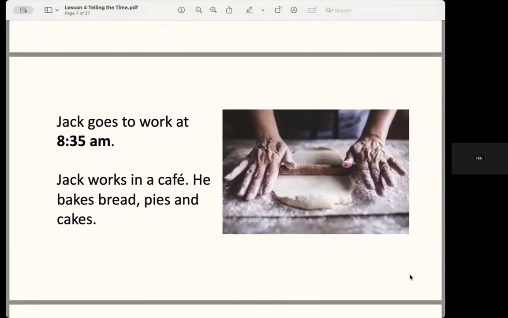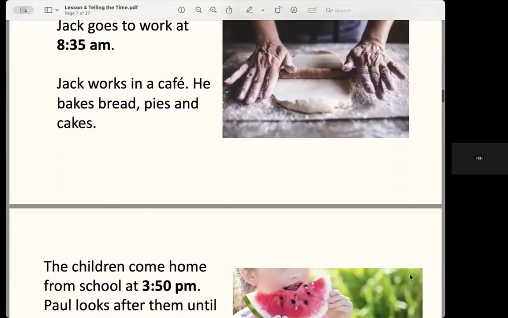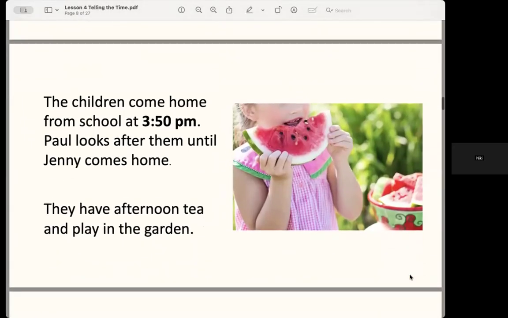Jack goes to work at 8:35 a.m. Jack works in a cafe. He bakes bread, pies, and cakes. The children come home from school at 3:50 p.m. Paul looks after them until Jenny comes home. Remember, Paul is their grandfather. Okay. They have afternoon tea and play in the garden.